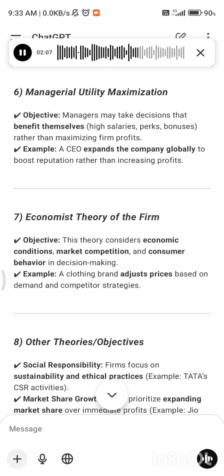7. Economist theory of the firm. Objective: this theory considers economic conditions, market competition, and consumer behavior in decision-making. Example, a clothing brand adjusts prices based on demand and competitor strategies.